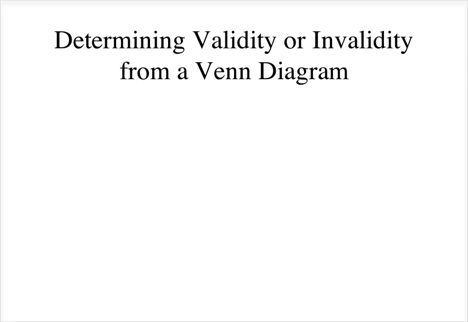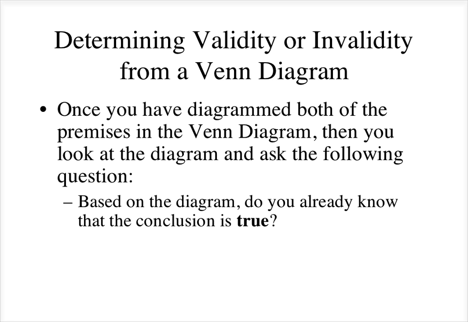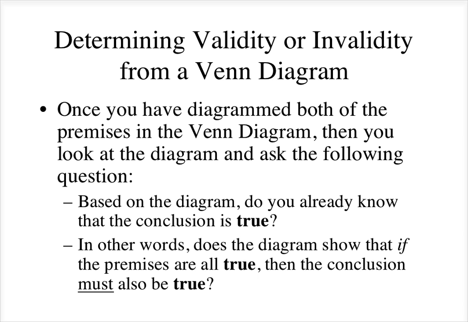This lecture will explain how, once we have diagrammed our argument in a Venn diagram, we can look at it and determine whether the argument is valid or invalid. So once you have diagrammed both of the premises in the Venn diagram, you look at the diagram and ask the following question. Based on the diagram, do you already know that the conclusion is true?